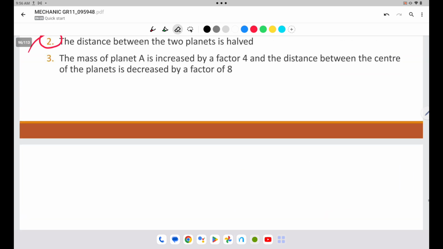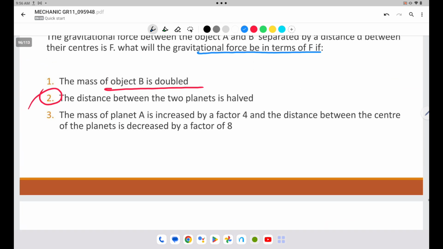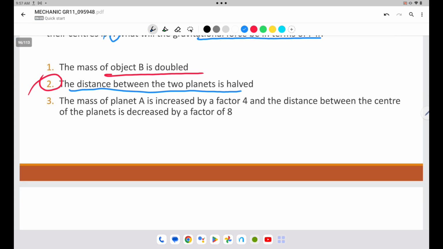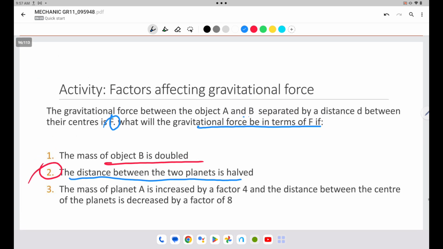Okay, so with the second one, it's still the same question. We have a gravitational force between objects A and B separated by a distance d between their centers is F. What will be the gravitational force in terms of F if the distance between the two objects is halved?